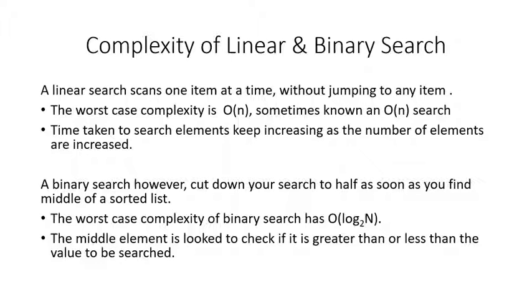The binary search, however, cuts down your search to half as soon as you find the middle of the sorted list. With every step you halve the list, because when you look for an element at the middle position and it is not found there, there are only two possibilities: either the element is in the list left of the middle or right of the middle. So with every step you halve the search area. That is why the worst case complexity of the binary search algorithm is log of n. This is much lesser than the linear search algorithm.